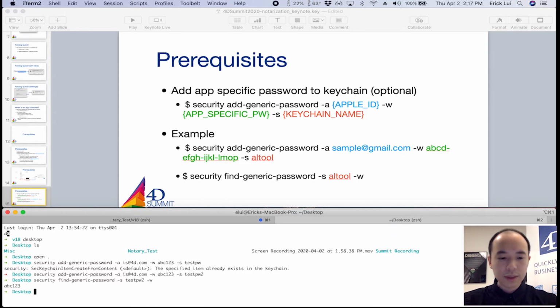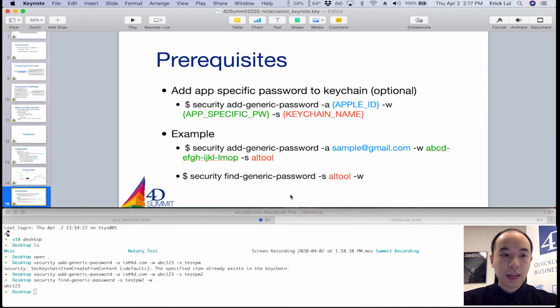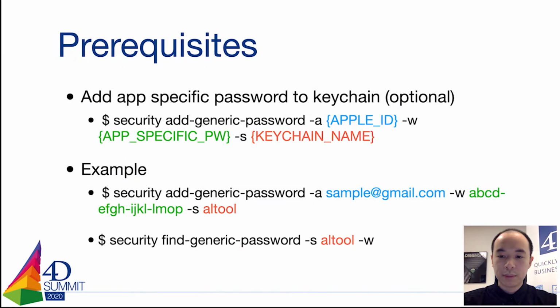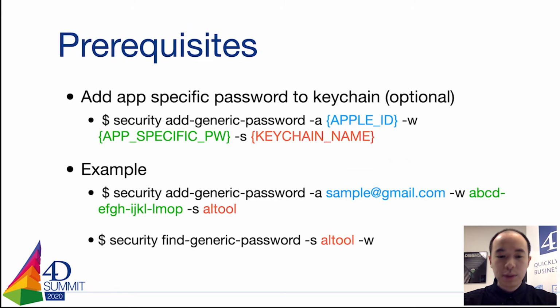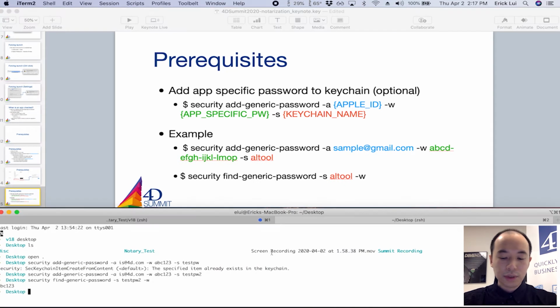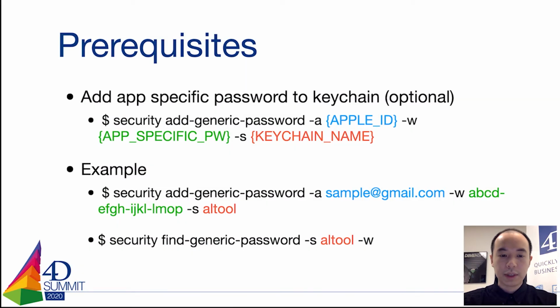Cool. So you would do this with the app-specific password that you got from appleid.apple.com. And once you have added it, you no longer need to type the long password over and over again. Instead, you would use something like this, @keychain, and the name of the password. So you would do something like this. And you will see this kind of syntax later on when we start notarizing our app. Alright, let's keep going here.